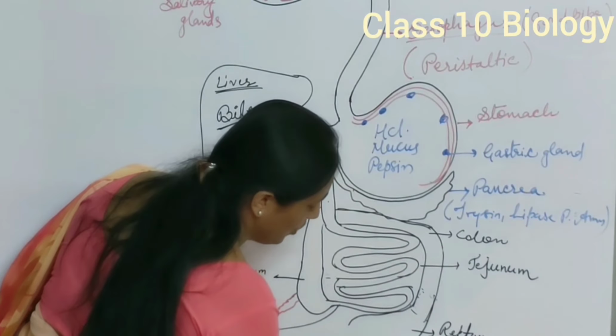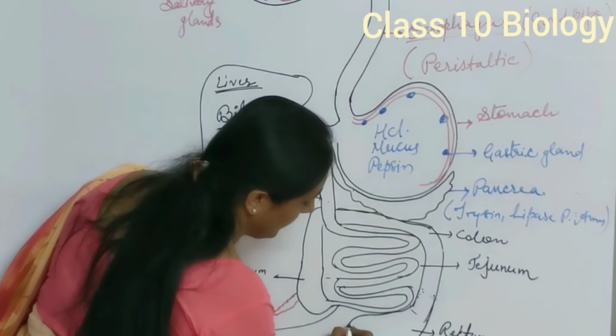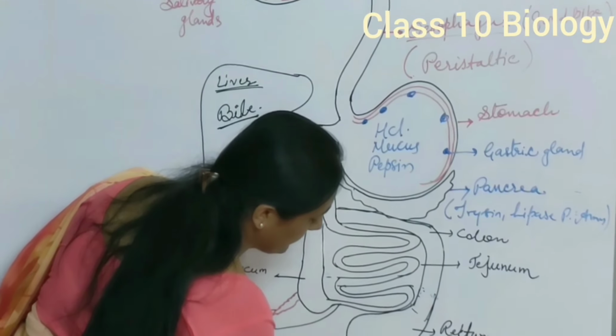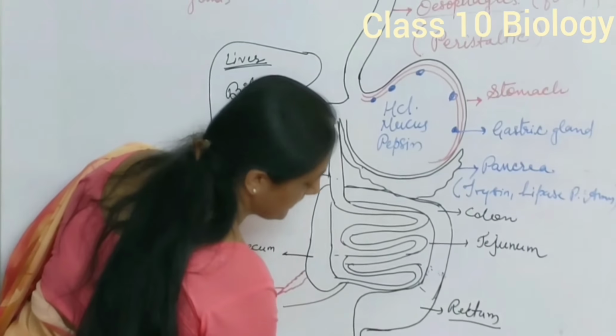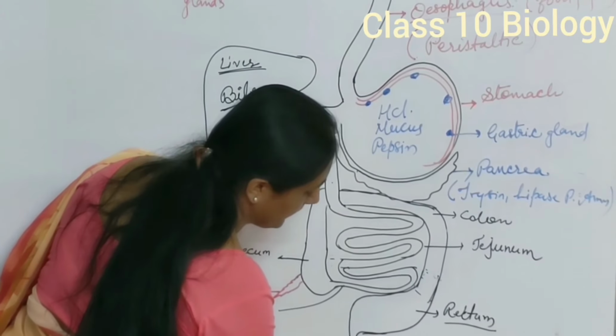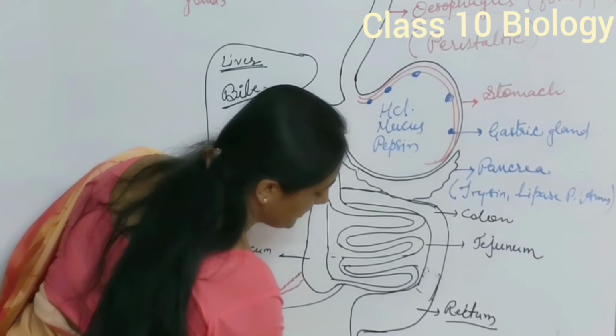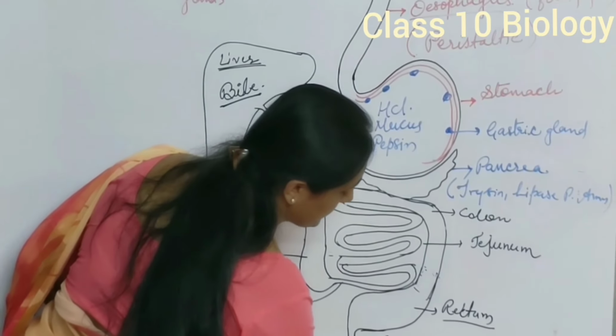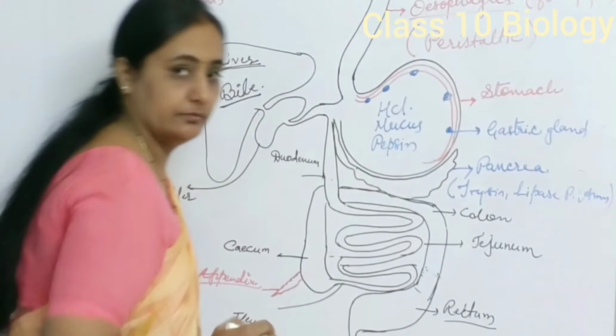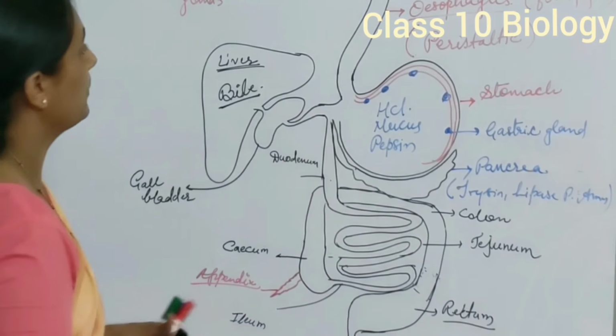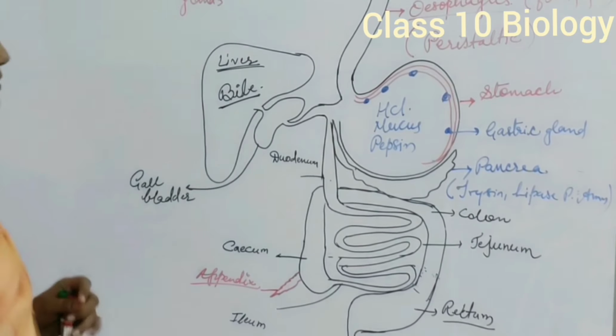This rectum opens into a canal called the anal canal. The canal is guarded by sphincters, and these sphincters open in the anus region. This is the region of the anus. This is about the structure of the digestive system.